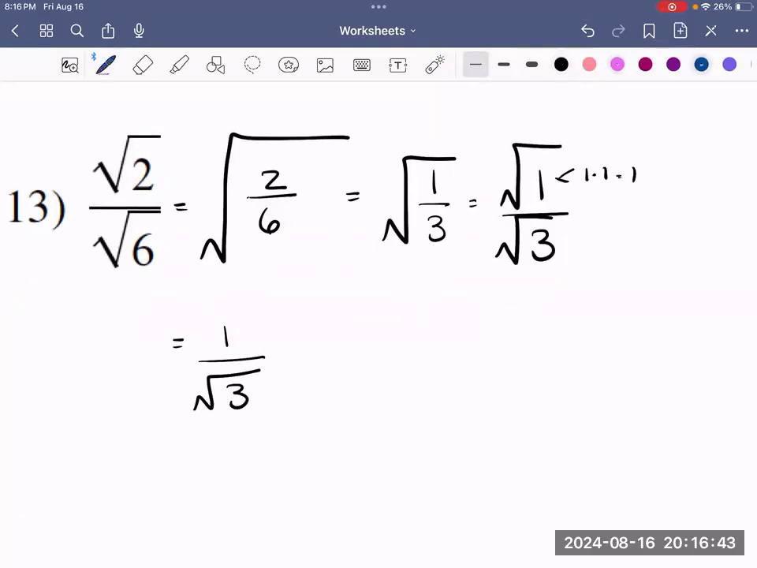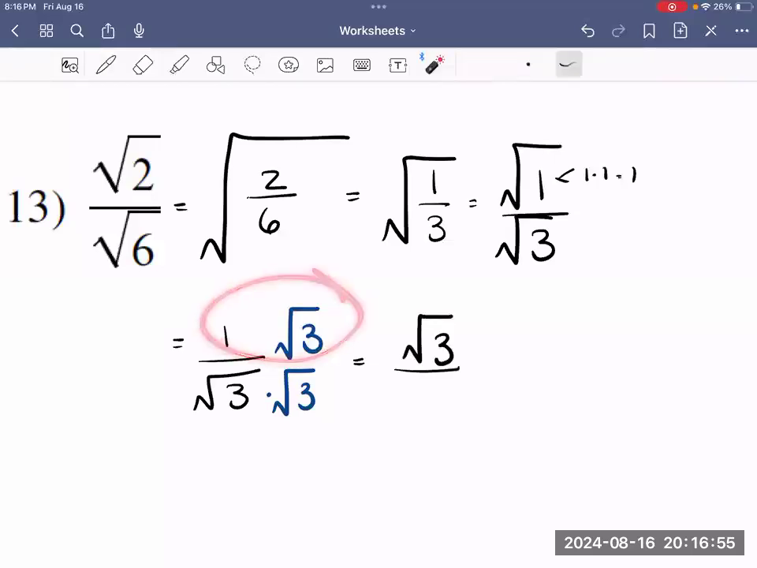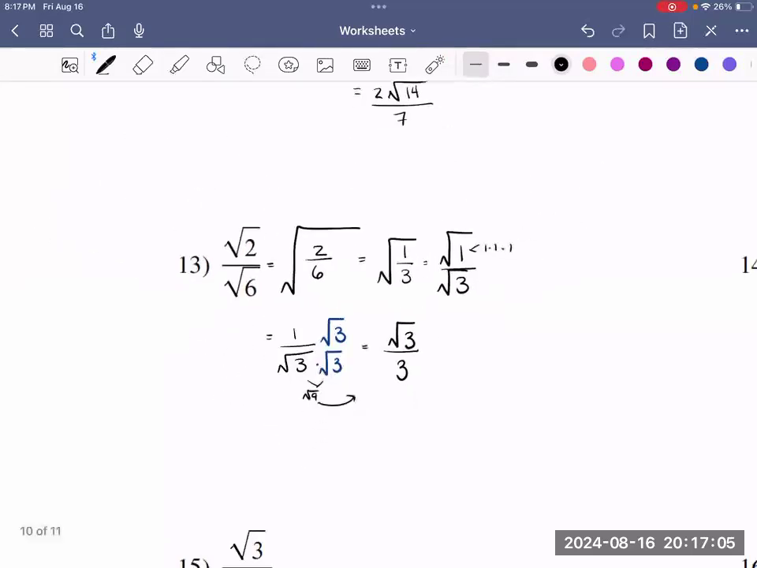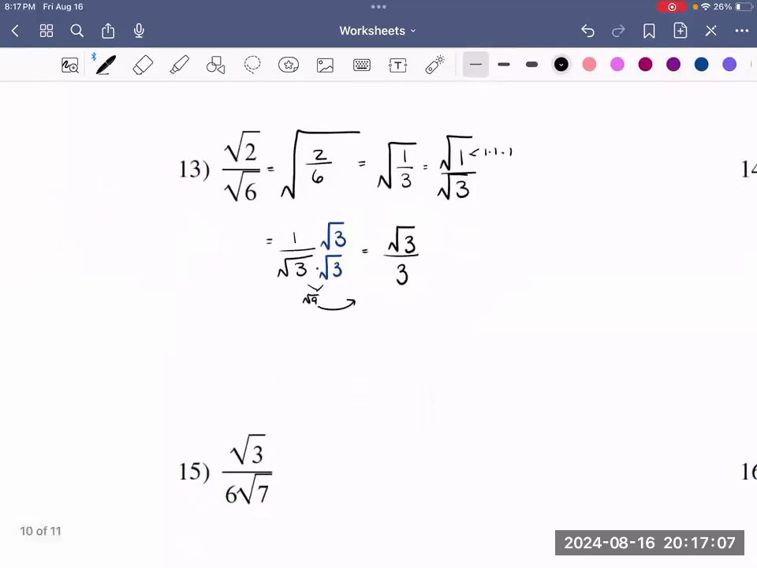So again, we have to rationalize. Multiplying it by itself will create a perfect square. So you have the square root of 3, or square root of 3 times 1 if you want, divided by 3. Again, these can combine to make the square root of 9. The square root of 9 is 3. So your final answer is root 3 over 3.